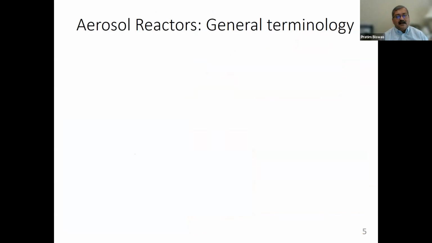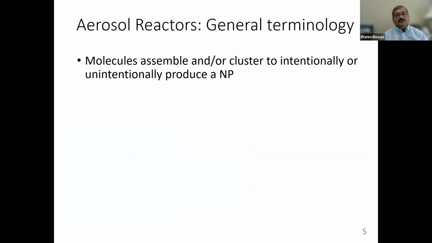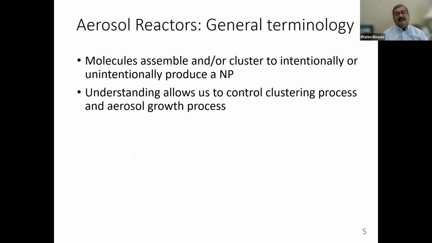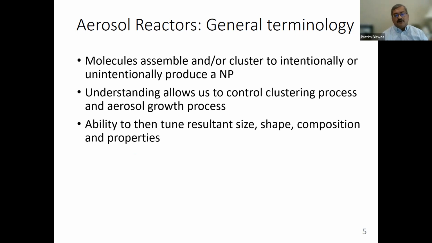So in terms of a general terminology, molecules, if I'm talking of these high temperature systems, as the gases cool, right, as they're leaving the reactor or the system, these molecules assemble. They then begin to form clusters. The clusters then grow. And as I said, again, intentionally or unintentionally, they end up producing nanoparticles. We spend a lot of time trying to understand it, either to produce a functional, desired nanoparticle, or controlling an unwanted nanoparticle, right? Because we got to deal with it.